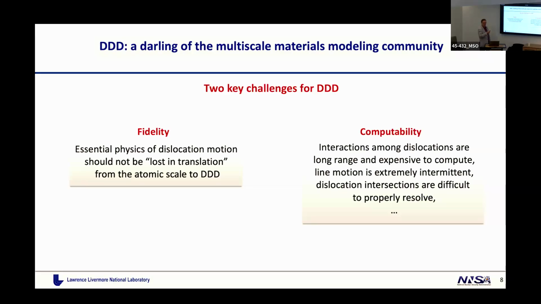In fact, we have been major computing time hogs with dislocation dynamics simulation at Lawrence Livermore Laboratory. The interactions are long range, so you need to compute them. That's expensive. Line motion is extremely intermittent. Most of them don't move most of the time. Sometimes they do. Dislocation intersections can be violent. You need to resolve them and so on. And so these are the challenges.